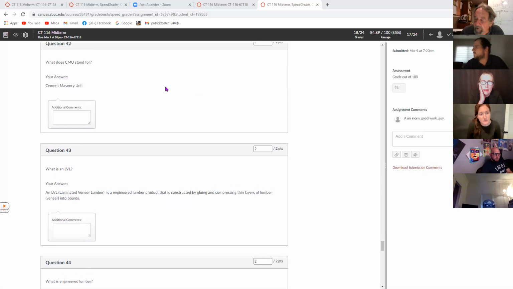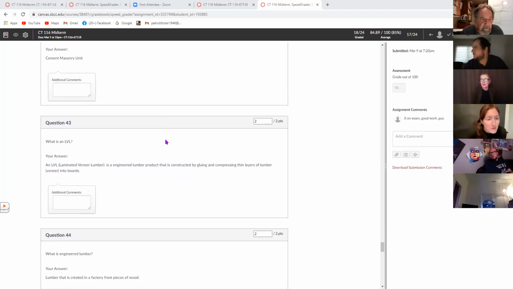The contractor and the masons may not use it, but it may be on the plan, done by a designer. So I just did that so you guys could make sure you realize things are called different names. LVL, this happens every time I do this. I say, what is an LVL? And people just spell out the abbreviation.